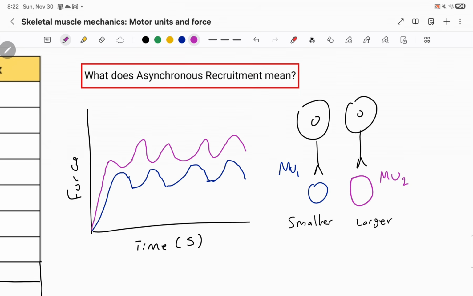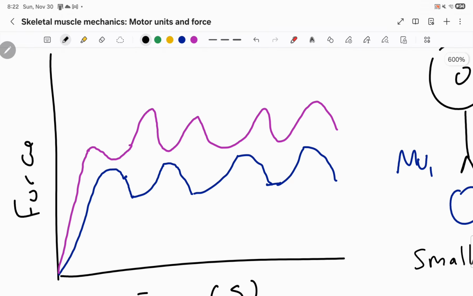So it doesn't synchronously fire. What do I mean by this? Well, take a look. What do you see here? There's a peak on this motor unit, and there's a valley on this motor unit. There's a peak on this motor unit, and there's a valley on this one. Peak here, valley here. Peak here, valley here.